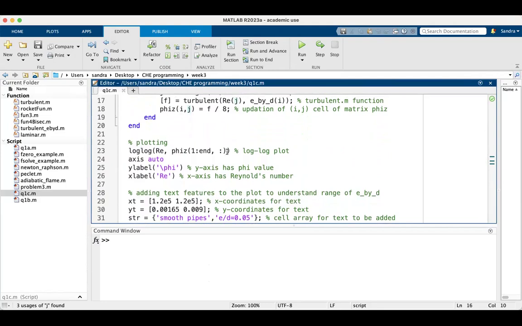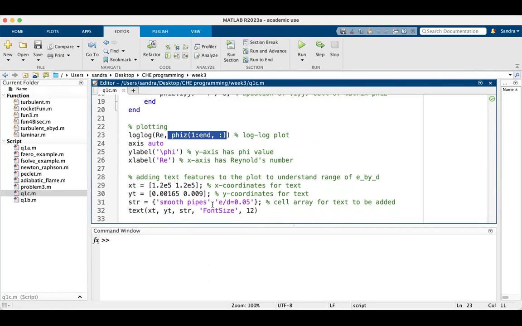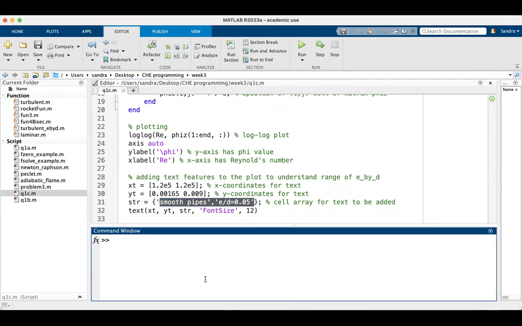And then this is a plot. If you remember, the plot that we had was a log-log plot. That is, both the x-axis and y-axis were on a logarithmic scale. So in MATLAB, to make a log-log plot, the syntax remains the same, just that instead of the plot command, you have to use loglog. So basically it is loglog of Re, phi, 1 to end, then all the values have to be plotted. And this is xlabel, ylabel. Then I am adding text here, with x coordinate and y coordinate, and I'm adding one line, e smooth pipe and e by D, basically whatever is there in the Moody's chart. So let me run this for you.